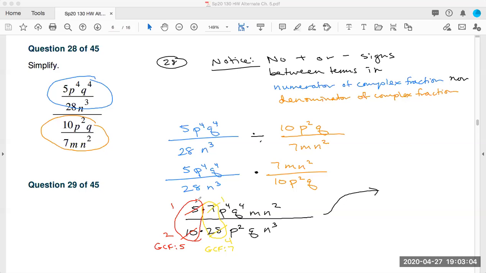Okay, so I have only a 1 left over here. So I'm going to rewrite the p to the 4th, q to the 4th, mn squared. And on the bottom, I have 2 times 4, which is going to give me 8. Then I have p squared, q, n cubed.